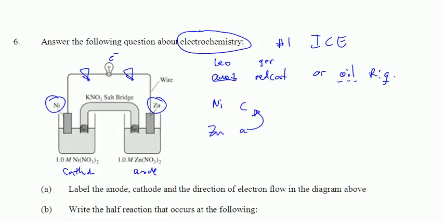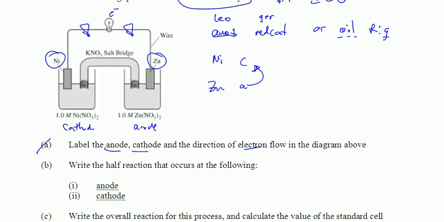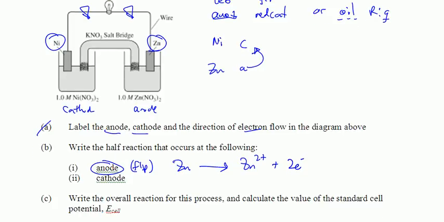Alright, so let's go through this. Label the anode, the cathode, and the direction of electron flow. We did that. Notice that happened before we even started. Write the half reaction that occurs at the anode. So at the anode you flip. The anode contains Zn, so Zn is going to be flipped from what we see on the chart. We're going to show the oxidation half reaction. Cathode, we're going to keep the same. Ni2+ plus 2 electrons goes to Ni0.